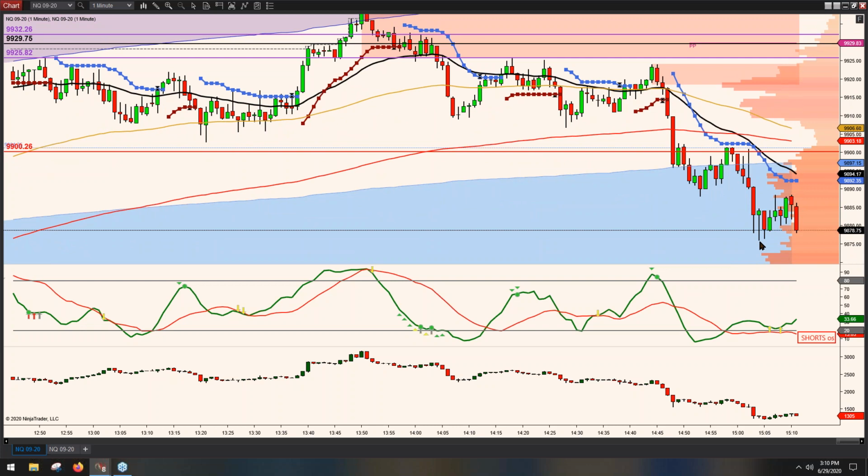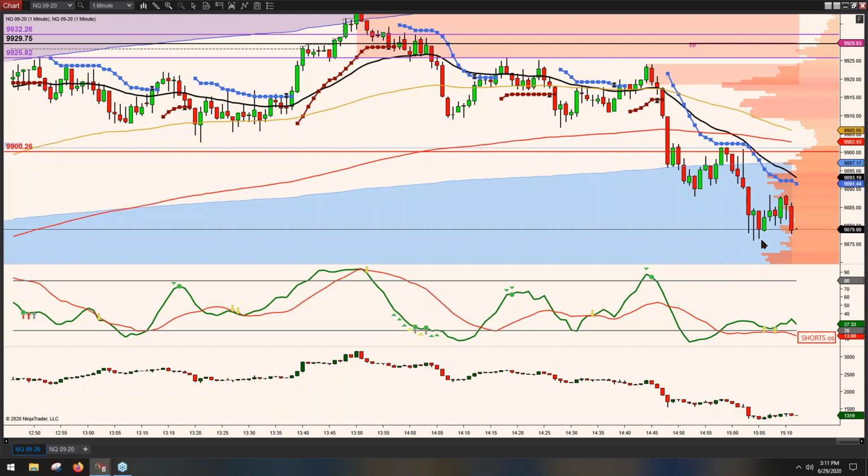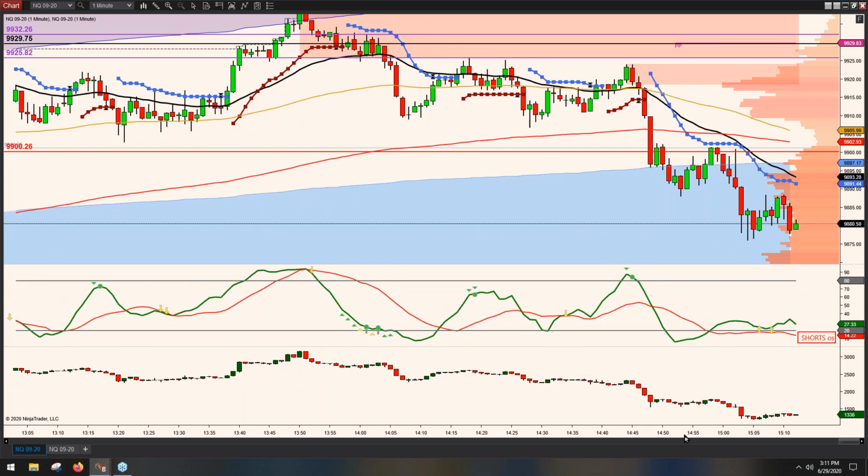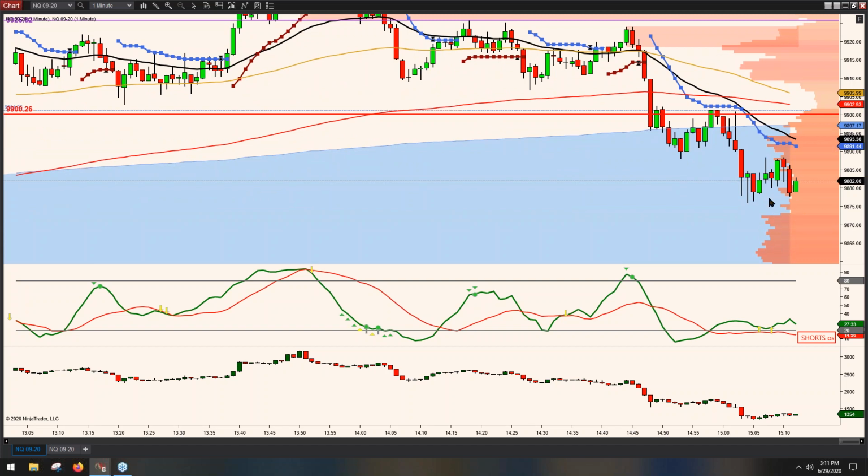Here's a bottoming tail here. This is a 1 minute though. I wouldn't count on the tails on the 1 minute so much, just because obviously it's a much smaller bar. So the only way that I would take it realistically off a 1 minute chart would be if I had many bottoming tails in that area, and then I had an opening in the volume nodes below. That would be the only way that I would take it off of a 1 minute chart.